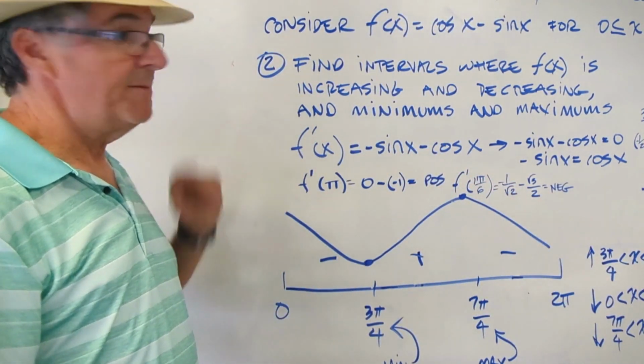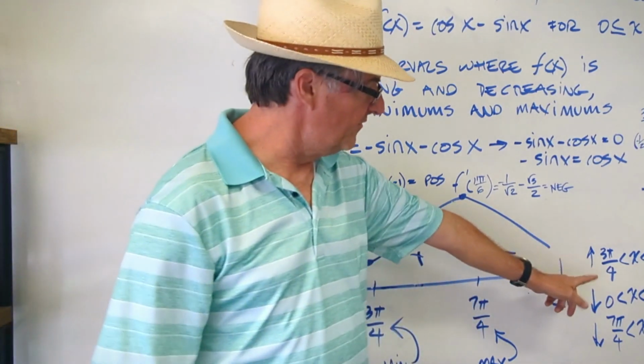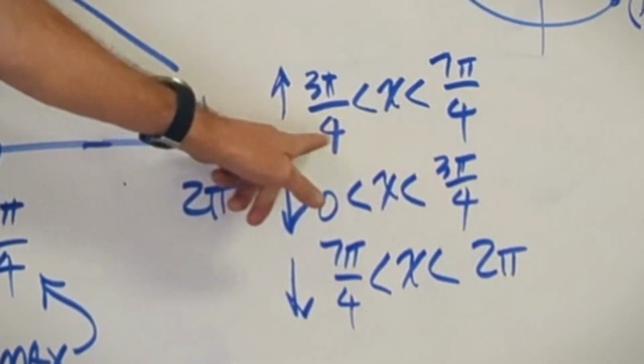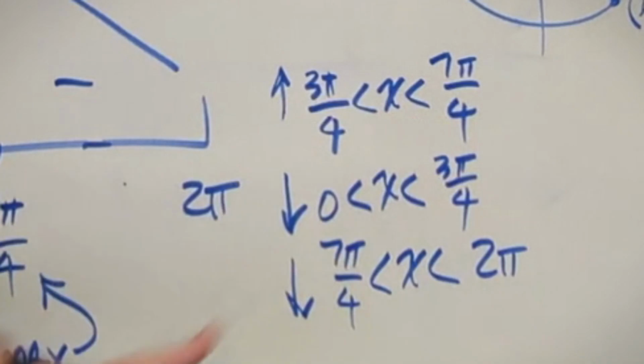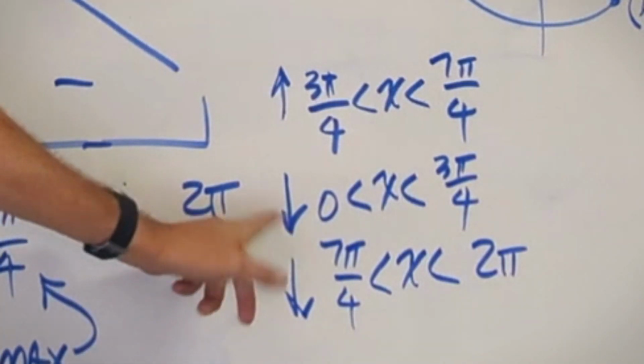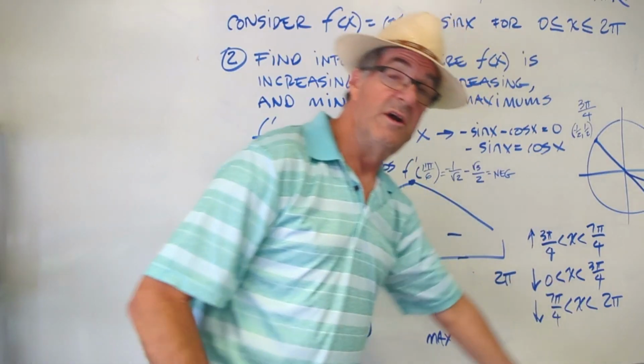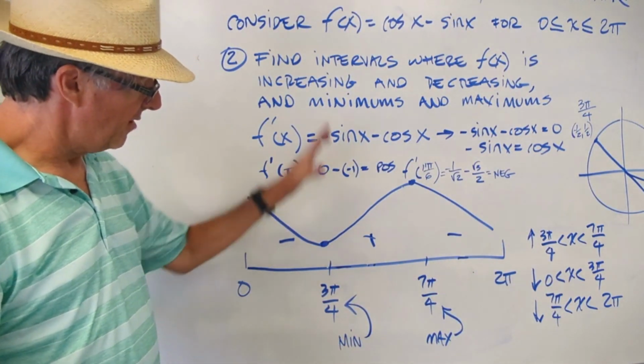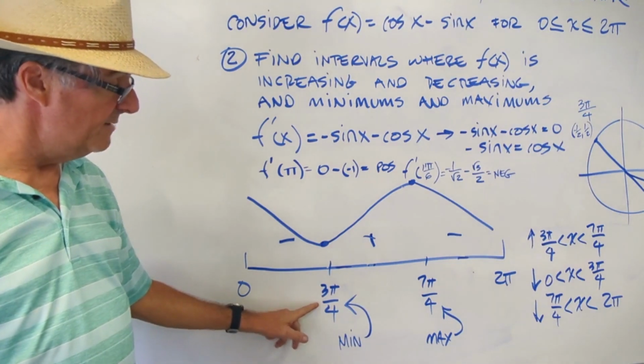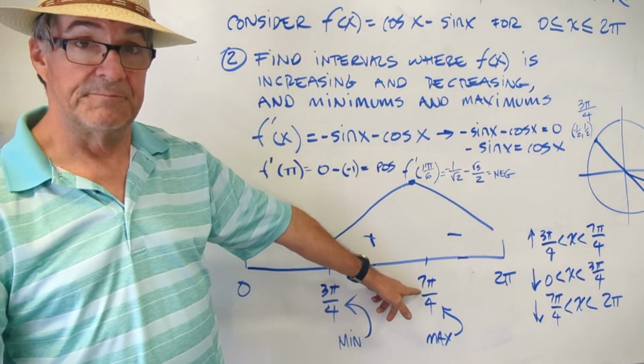All right, let's wrap up step 2. Here are my intervals. It's increasing from 3 pi over 4 to 7 pi over 4. Makes sense from our graph here. It's decreasing over 2 different intervals, from 0 to 3 pi over 4 and from 7 pi over 4 to 2 pi. And then judging from our graph, that makes this one a minimum and this a maximum.